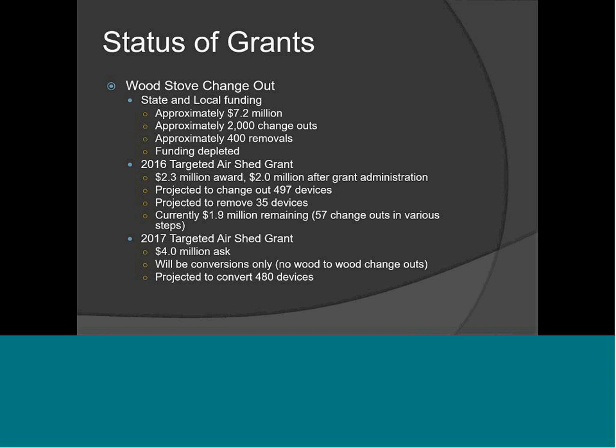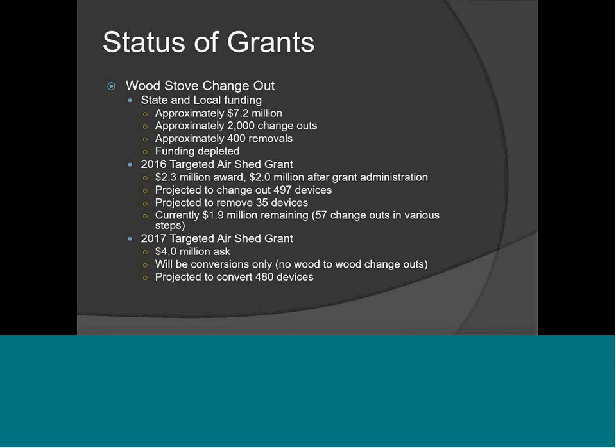That $7.2 million is almost entirely depleted. We have little bits of it coming back because of differences between what was encumbered and what was spent, and when you get those small differences coming in, we'll get enough to do another changeout. Yeah, when you're removing, you're just taking out a wood stove, not replacing it with anything? Is that what that's about?